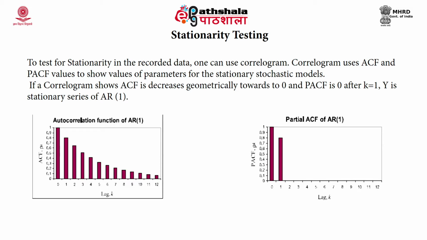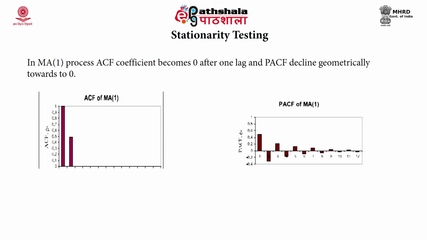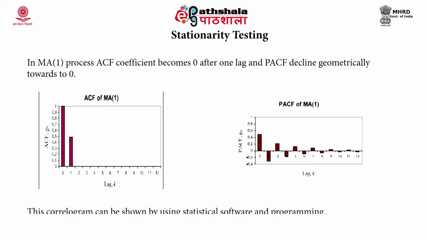So you can easily see from the graph that the autocorrelation function keeps on decreasing geometrically and the partial autocorrelation function decreases to 0 after k equal to 1. So we can say that this is an example of autoregressive of order 1. Now in a moving average of order 1 process, the ACF coefficient becomes 0 after 1 lag and the PACF declines geometrically towards 0. So similarly to AR(1), for MA(1) the geometrically decreasing rate is for PACF, and the ACF value can take value 0 after 1 lag.